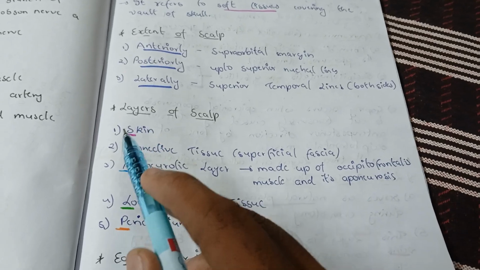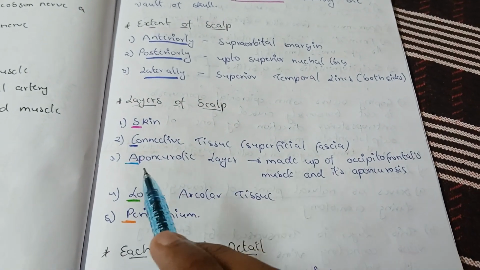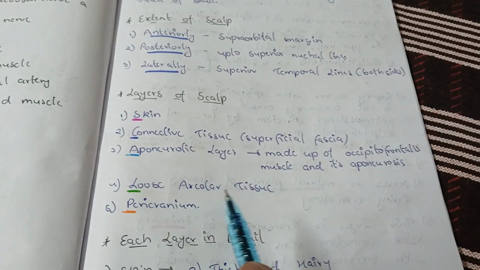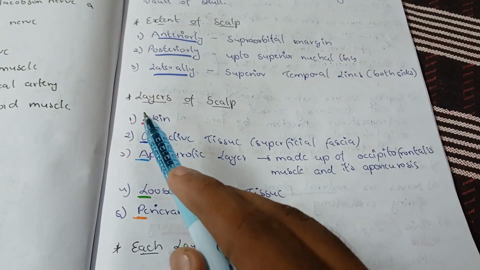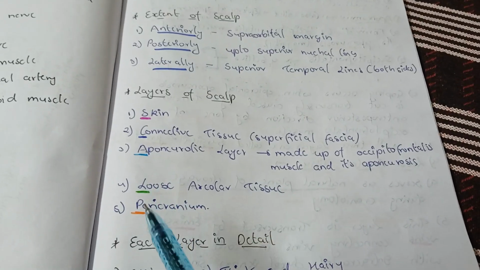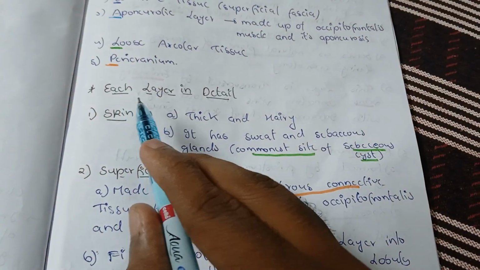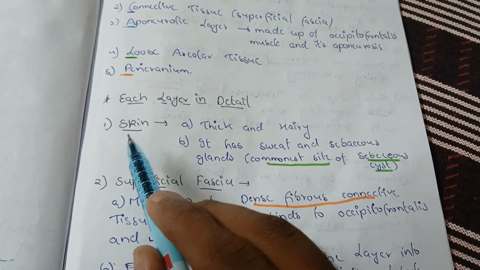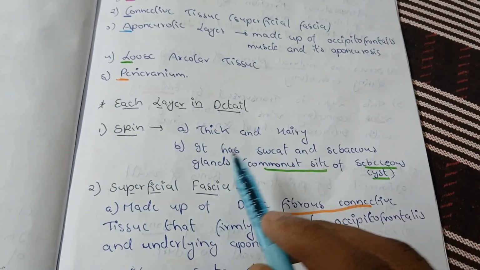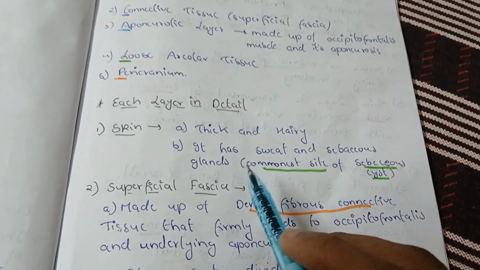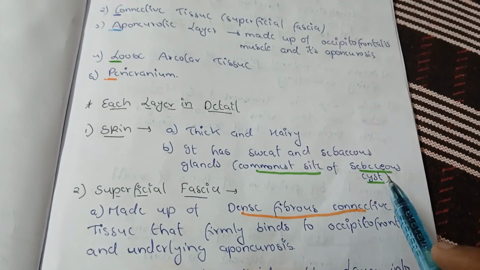The scalp mainly consists of 5 layers, that is the skin, the connective tissue, the aponeurotic layer, the loose areolar tissue, and pericranium. It can be remembered by the mnemonic SCALP, which is the same as the letters of the word scalp. Let's see each layer in detail. Number 1, the skin. The skin in the scalp is thick and hairy. It has sweat glands and sebaceous glands. That is why it is the commonest site of getting sebaceous cysts.